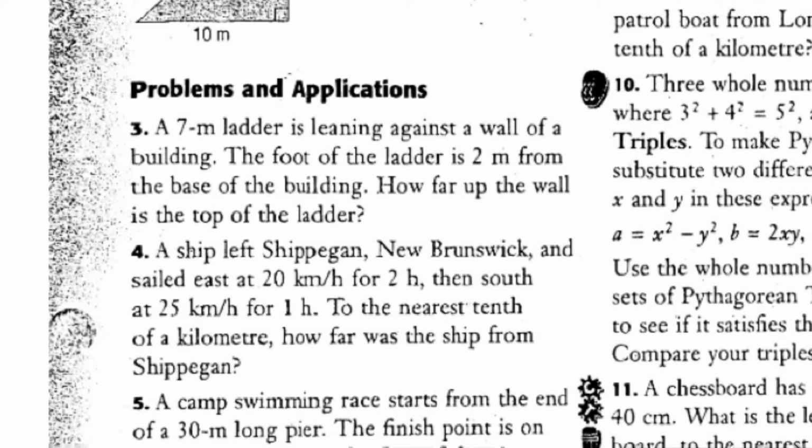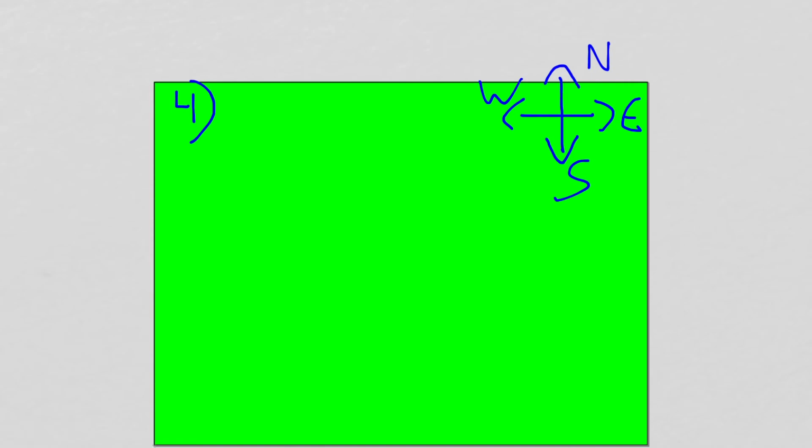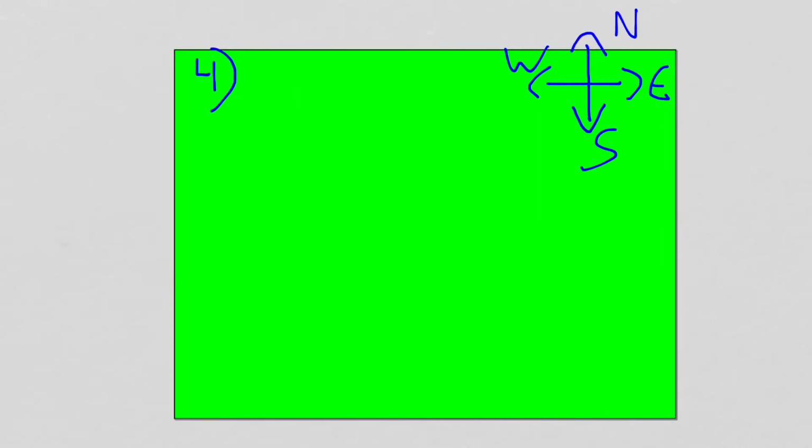Now the question says, a ship left Shippagan, New Brunswick, and sailed east at 20 kilometers per hour for 2 hours. So after 2 hours, that ship has traveled east for 40 kilometers. 20 times 2 is 40. So for drawing our diagram, let's put a starting point here. Call it S for Shippagan. And we'll draw a line in that direction and say that that distance is what the ship traveled east, 40 kilometers.